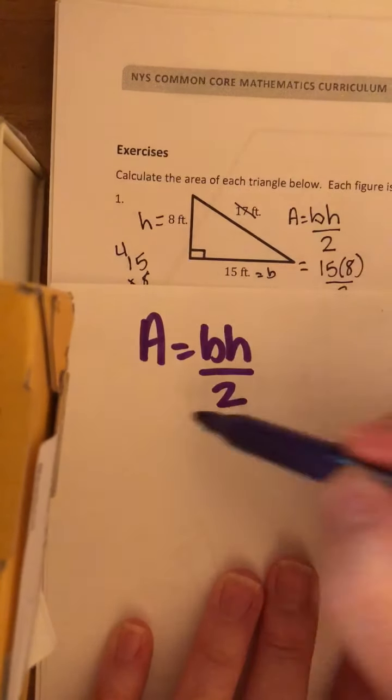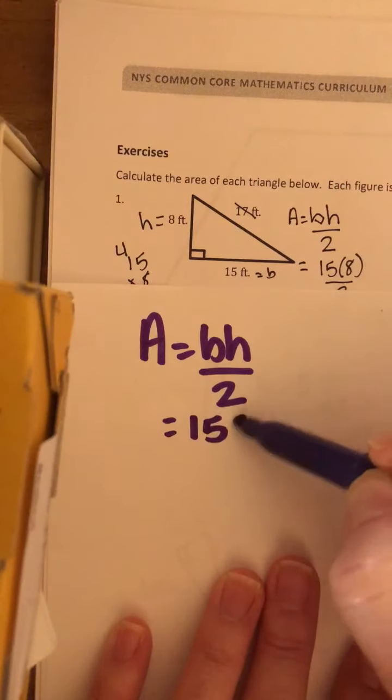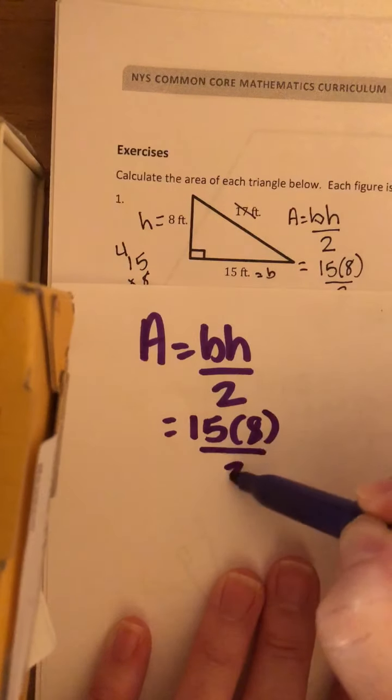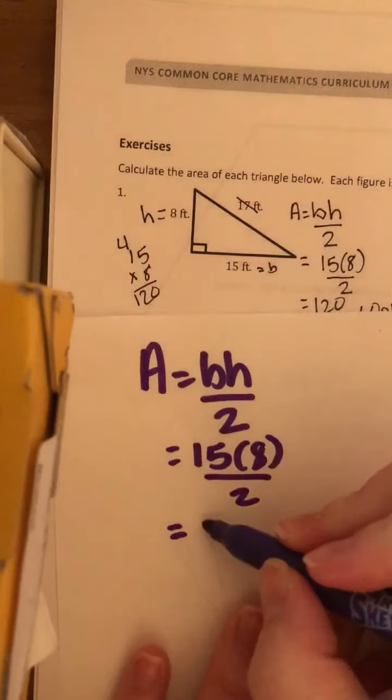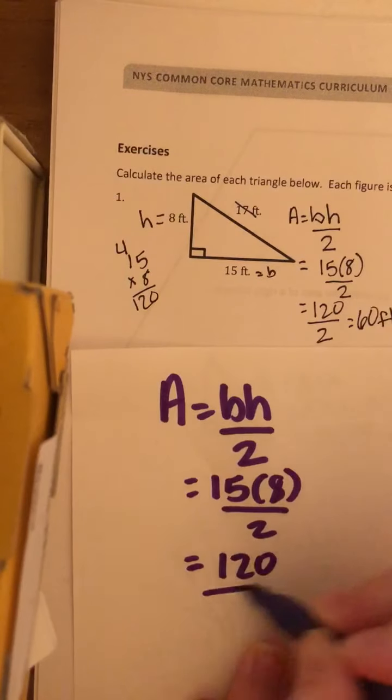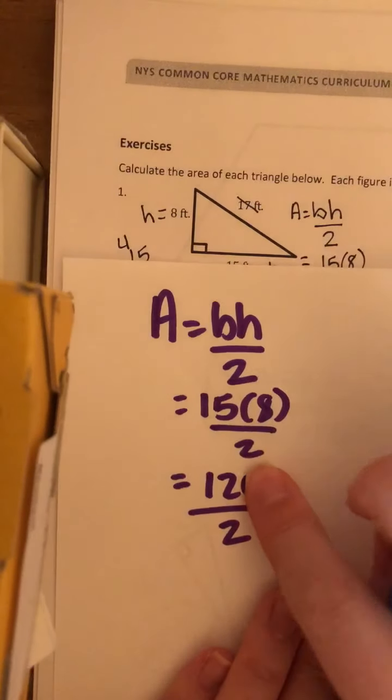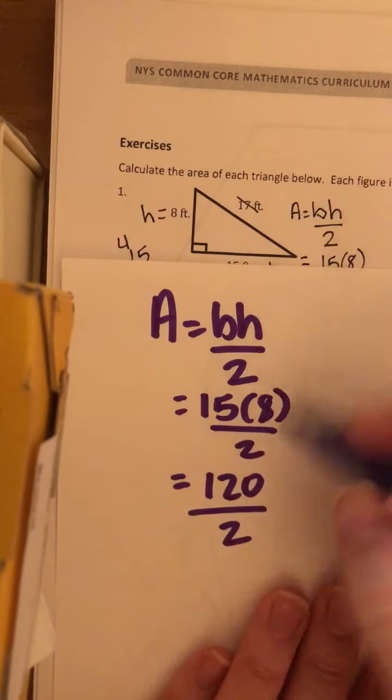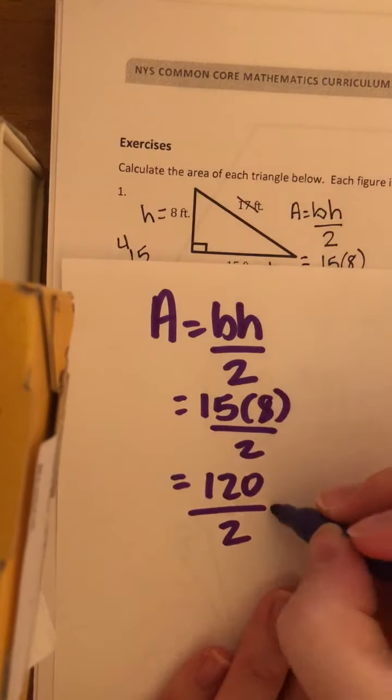So the base is 15, the height is 8, divide by 2. 15 times 8 is 120, divided by 2. Cover that 0 up, 12 divided by 2 is 6. Take it off, 60, and the units I'm working with, feet, it's area, so squared. There's my answer. The next one, I'm working with decimals, so I am going to use the decimal formula.